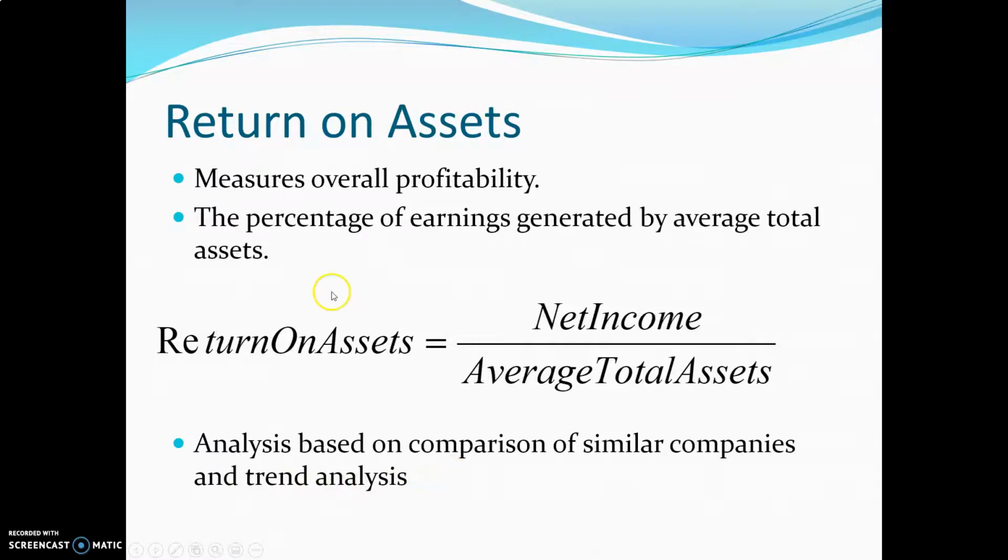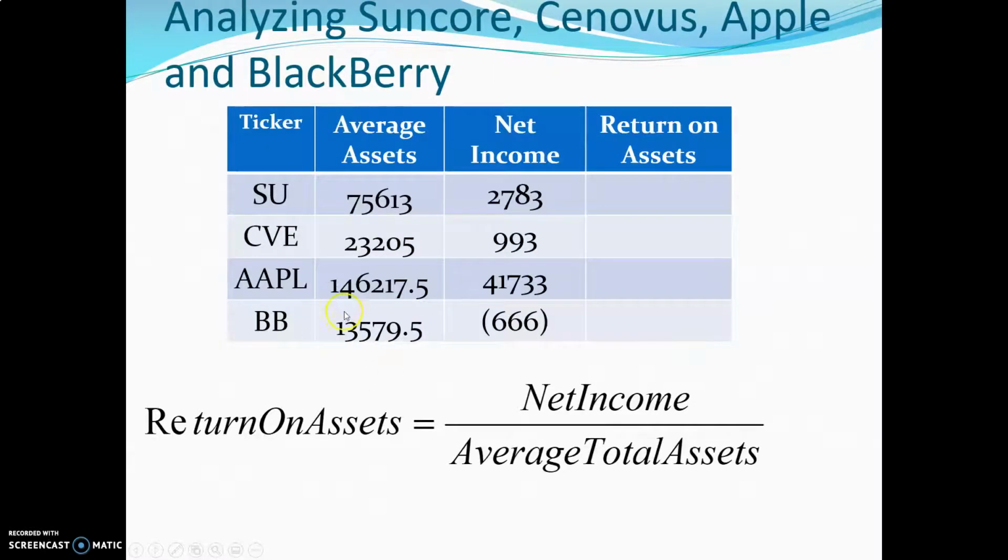So we're going to be using similar companies in the next example. Suncor and Synovus, Apple and BlackBerry again. Here's their net income. Again, I'd encourage you to pause and try to apply this formula to see what happens and what the return on assets is.